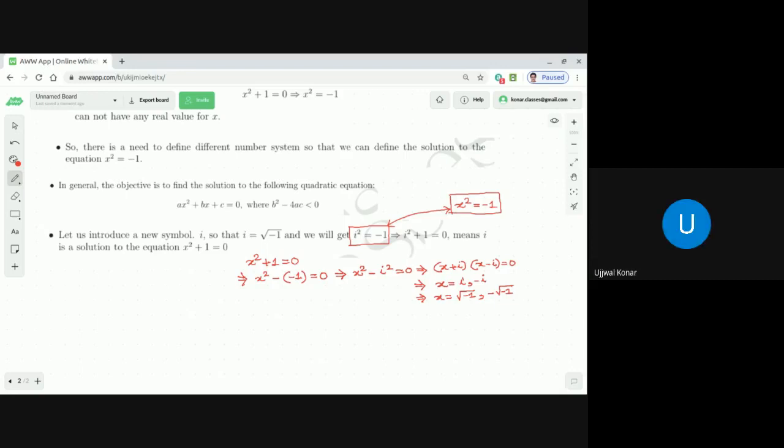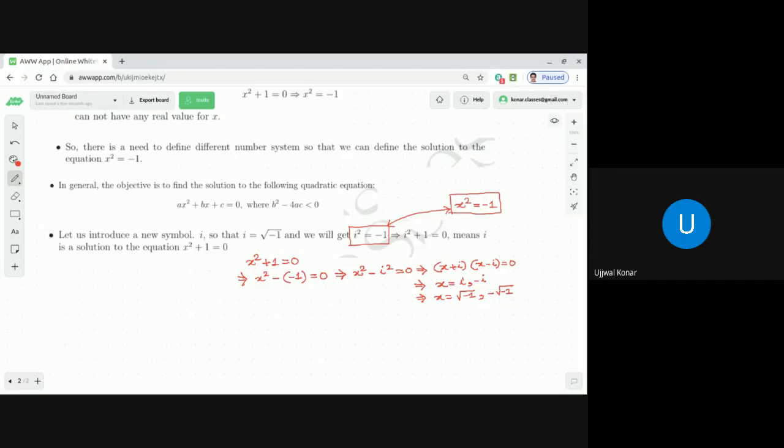A few minutes back, we recapped one statement. What we learned in the previous year is that a polynomial equation of degree n has at most n roots. Here we have a polynomial equation of degree 2, so it should have at most 2 roots. What are those 2 roots? One root is i, which is equal to square root of -1, and another root is minus i, which is minus square root of -1.